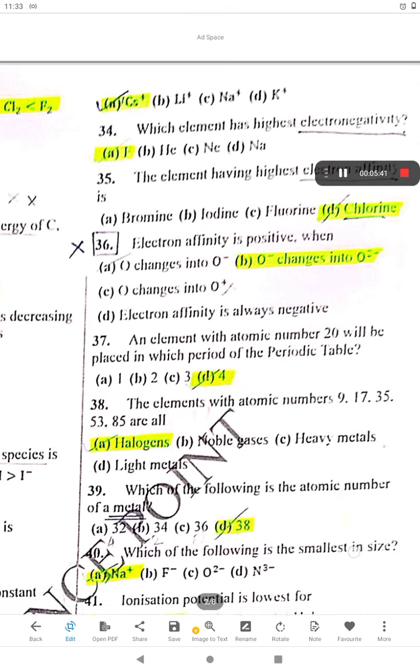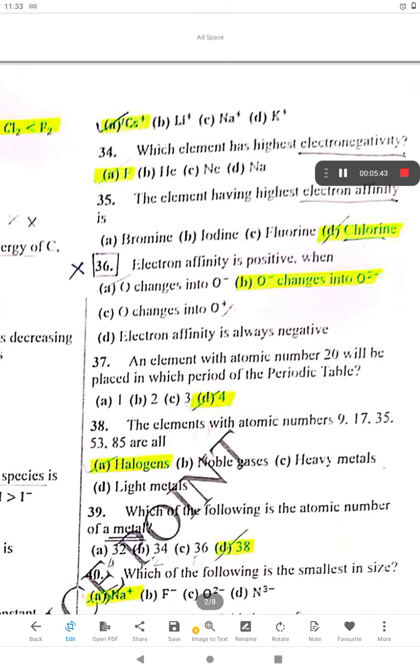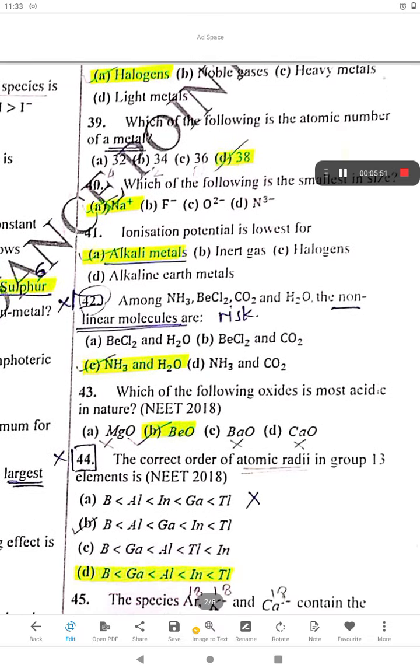Then 36. Electron affinity is positive when. So, see, they have given the explanation, but I'll keep it as a remaining question, because this is a somewhat hard question. I'll just discuss it with our teacher and then tell you. So, now see, 42nd question.